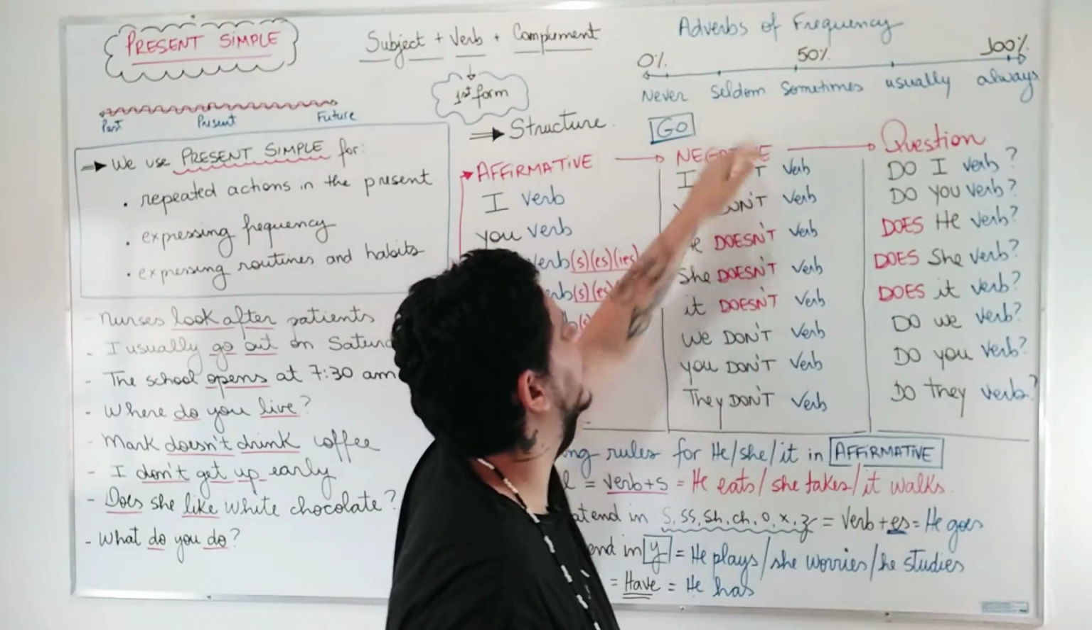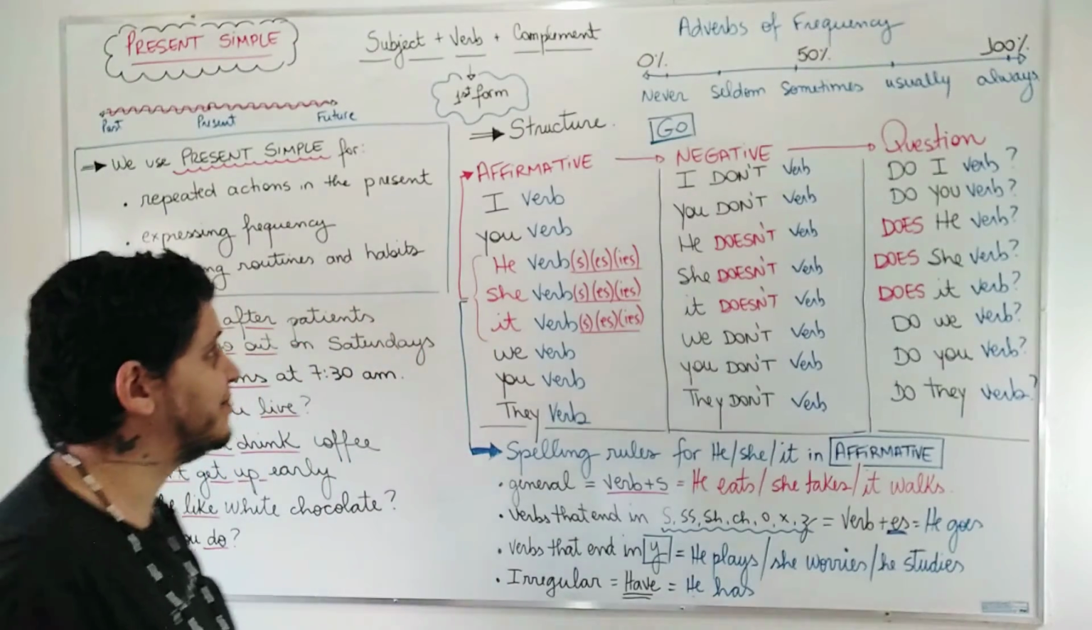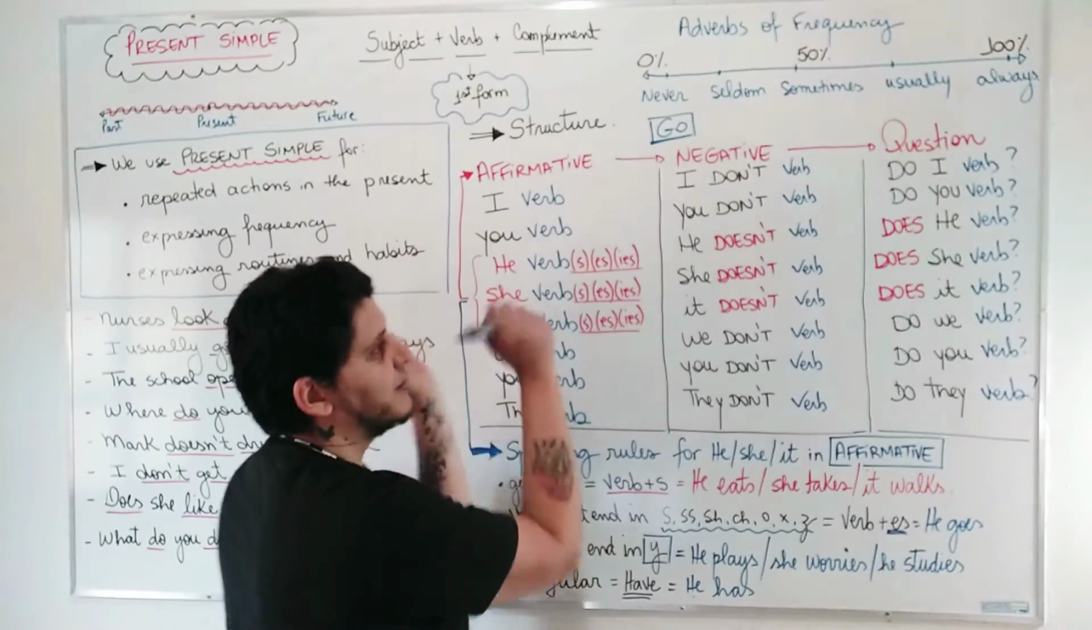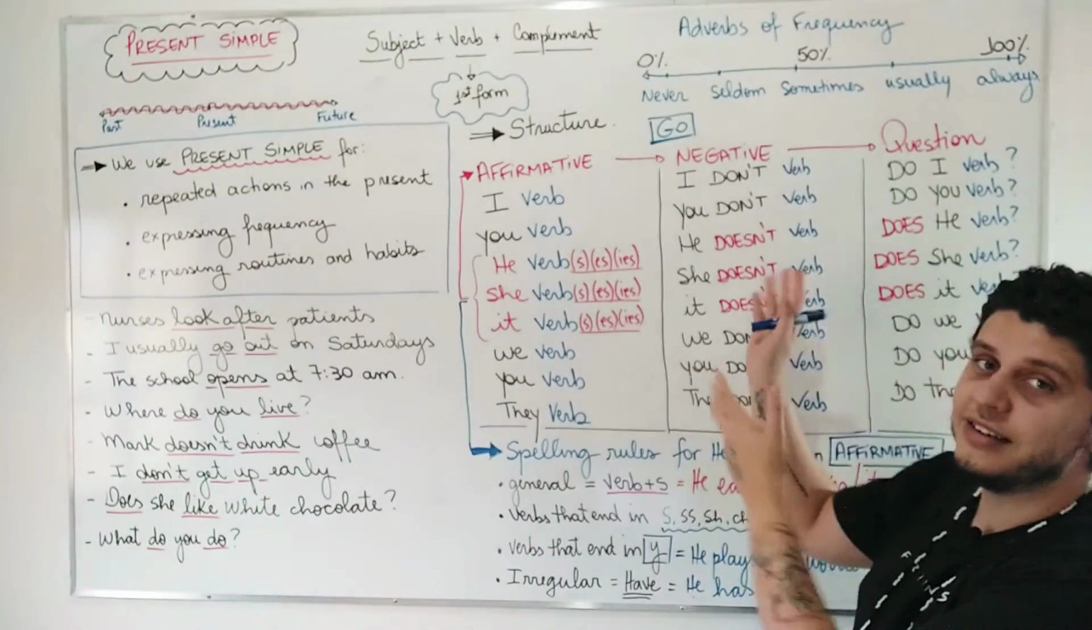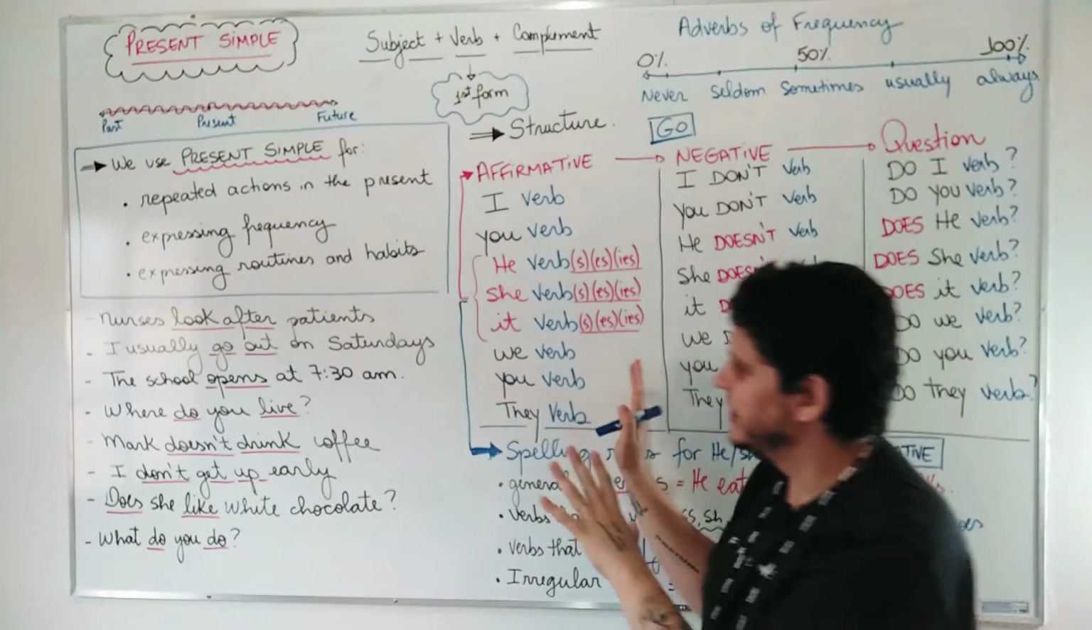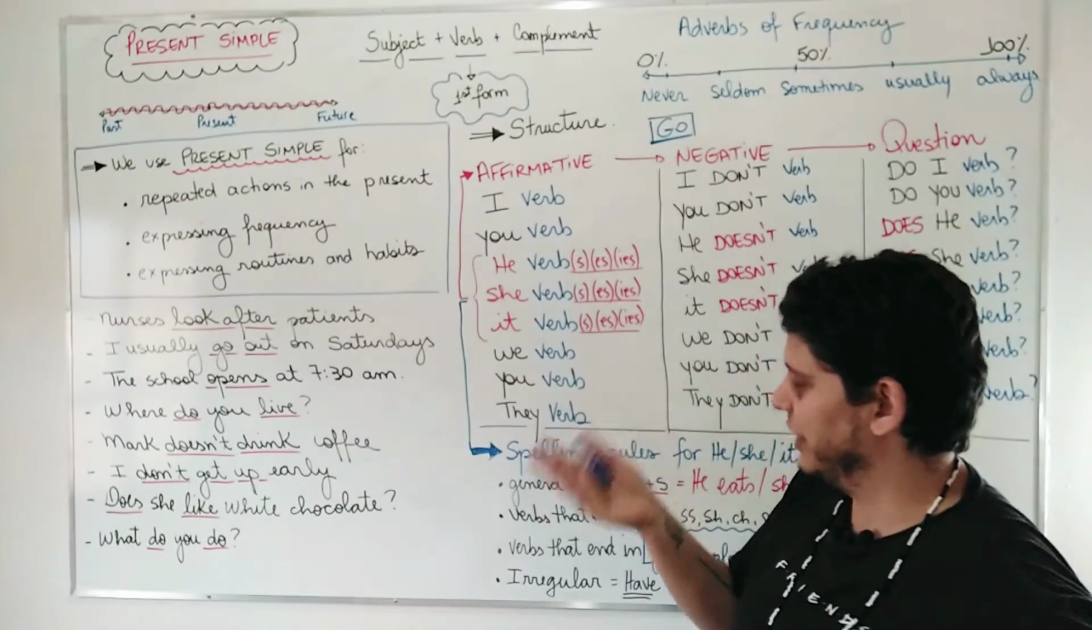You will have to worry about them a little later. In terms of structure, we have the affirmative, we have the negative, and we have the question. The affirmative is the most difficult one, and I will tell you why.